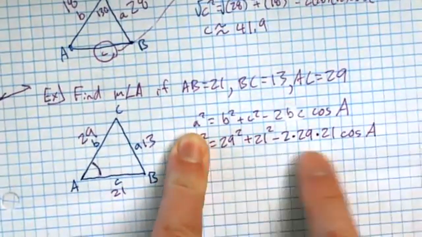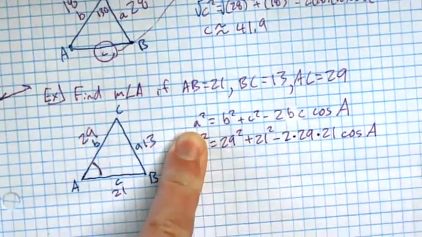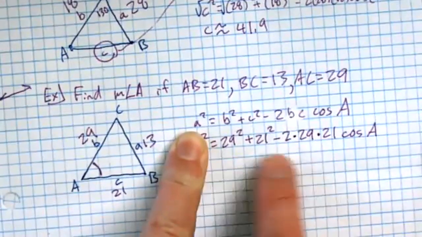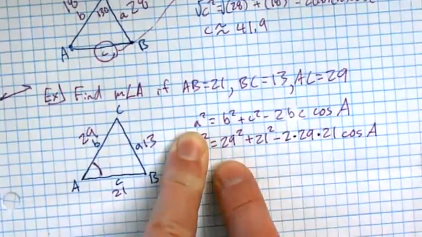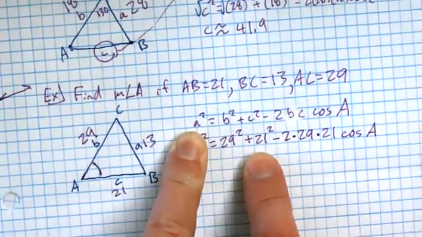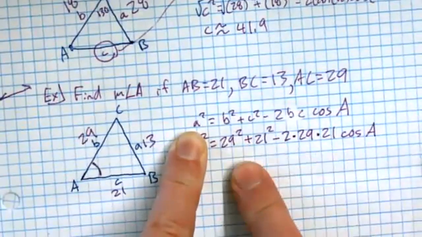How many terms are there on the right-hand side of this equation? Terms are separated by pluses and minuses. You see 3 terms. Are they all like terms? No, the first 2 are like terms. You could absolutely punch 29 squared plus 21 squared into your calculator and turn that into a single number. Absolutely. But you cannot include this stuff because this stuff's attached to a cosine and this stuff is not.